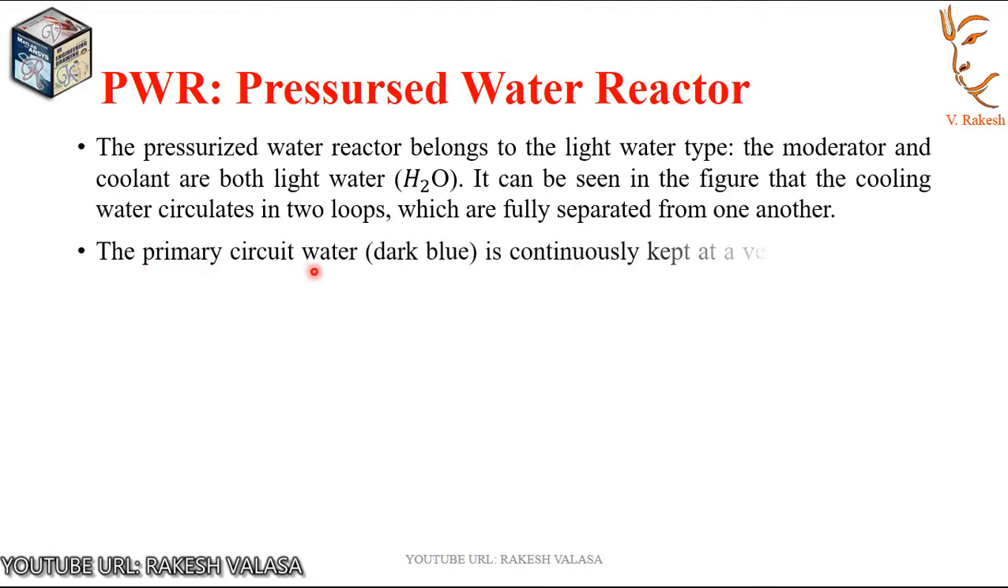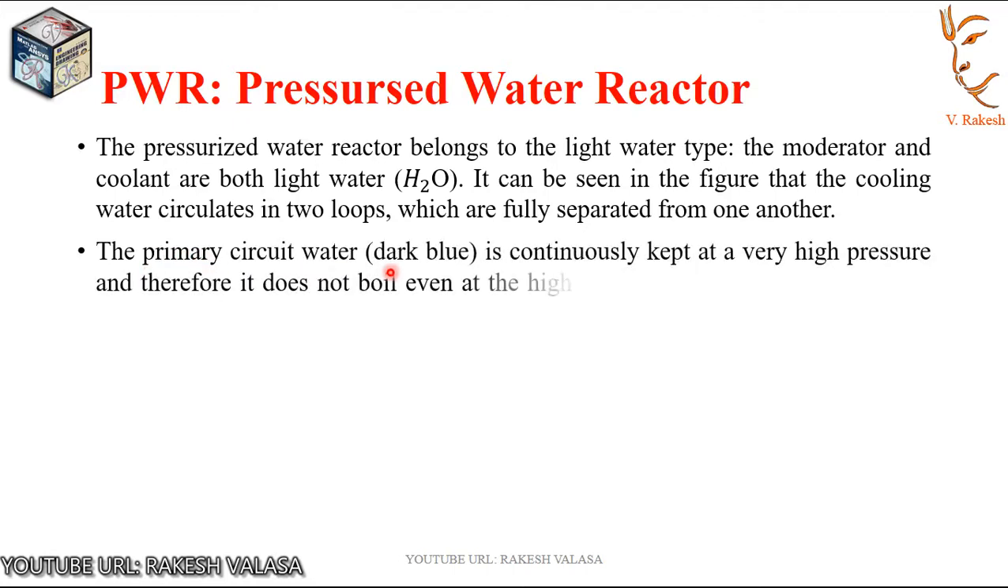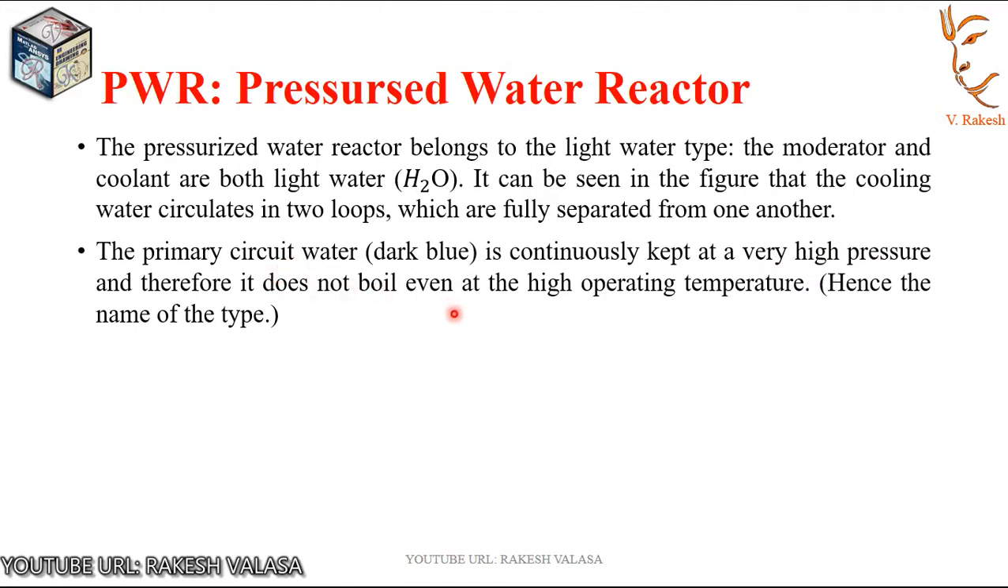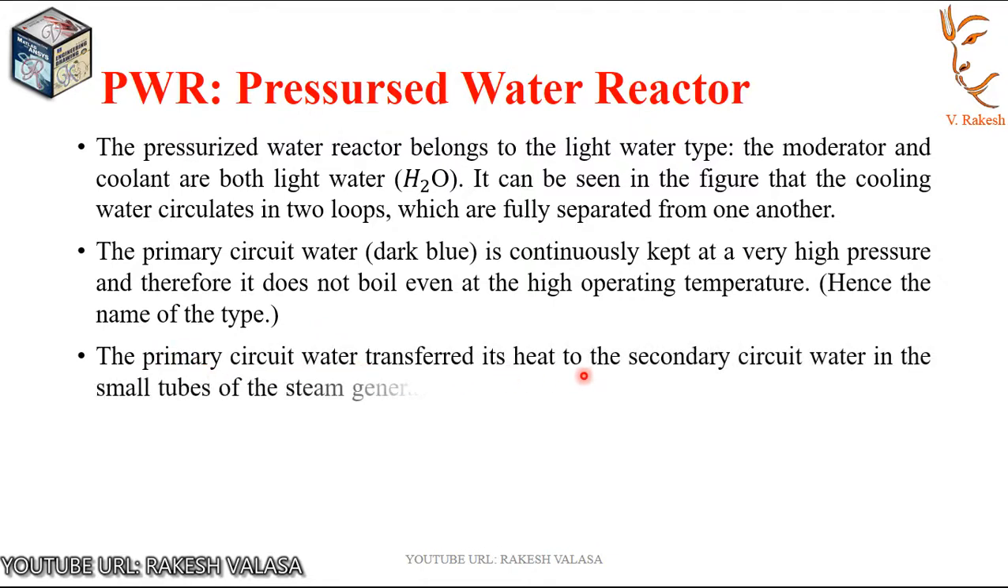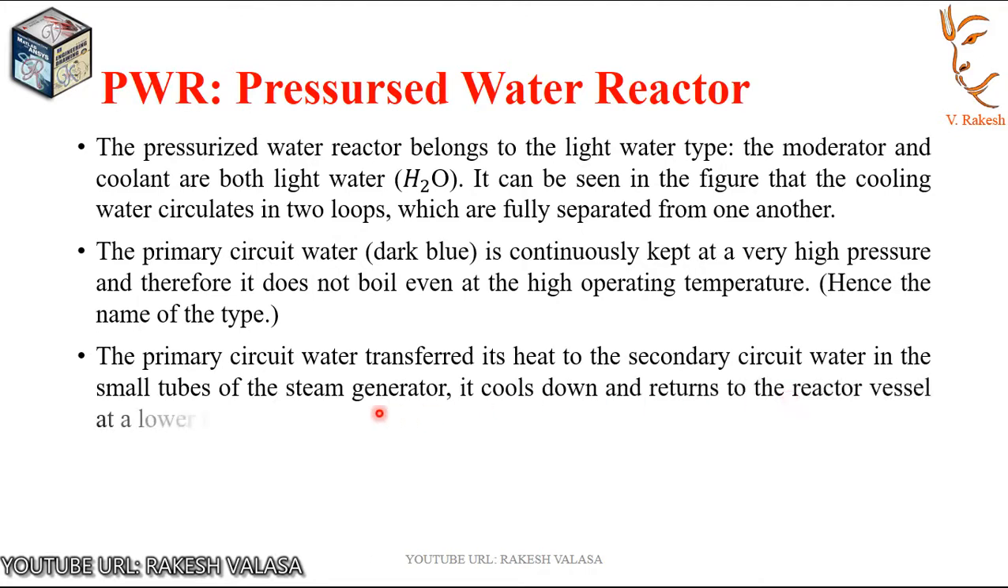The primary circuit water, shown with a dark blue color, is continuously kept at a very high pressure, and therefore it does not boil even at high operating temperatures. So that's why this type of reactor is called pressurized water reactor. The primary circuit water transfers its heat to the secondary circuit water in the small tubes of the steam generator. It cools down and returns to the reactor vessel at a lower temperature.